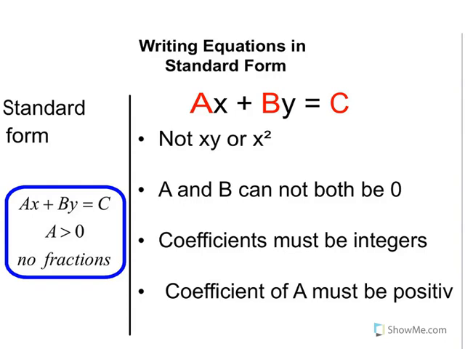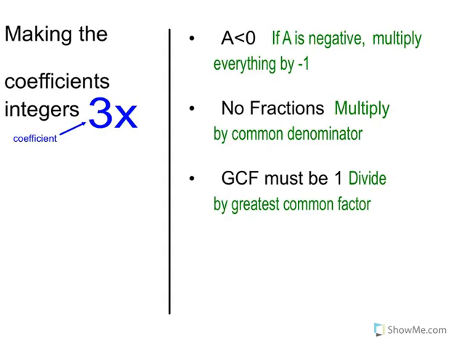The coefficients must be integers, so a, b, and c. The coefficients a and b and the constant c cannot be fractions or decimals, so they need to be integers. That's a whole number or its opposite. And the coefficient a must be positive, so a cannot be negative. So when we're writing equations in standard form, you need to keep those requirements in mind.